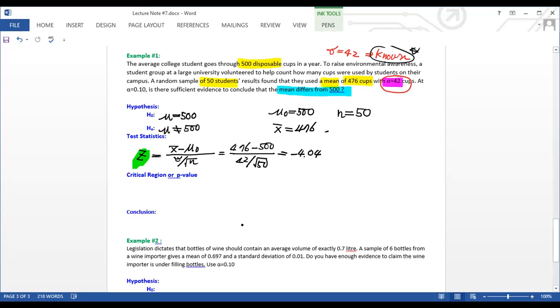Okay, so it's a negative 4.04. For this one, you don't really need any special software to help you.